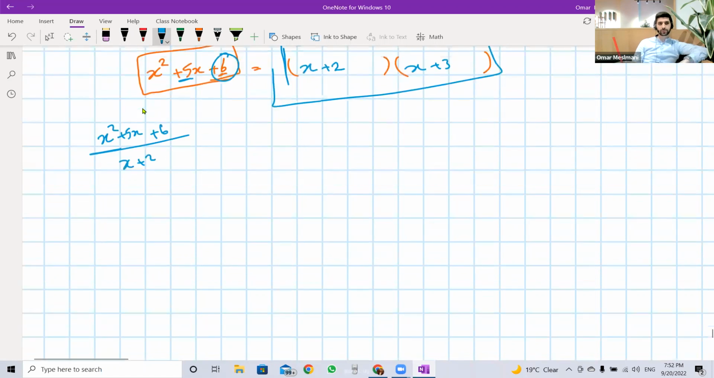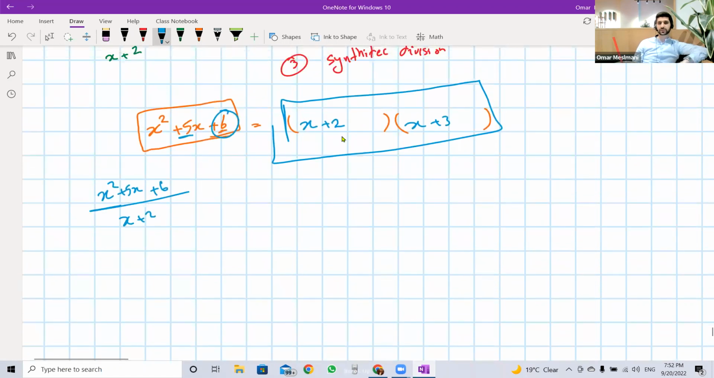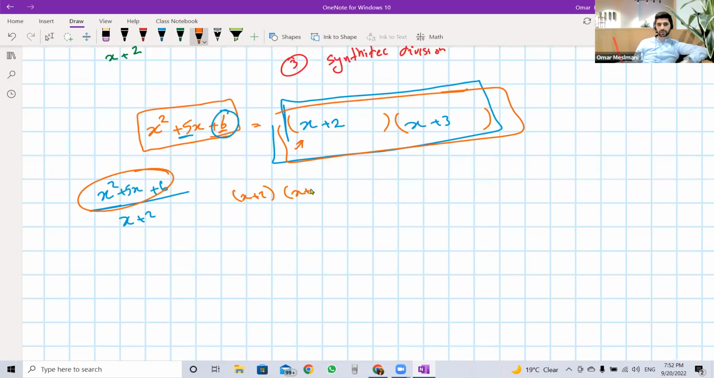Instead of x squared plus 5x plus 6, I'm going to use this. Use all of it, not only negative 2. So just replace it with x plus 2 times x plus 3, all over x plus 2. And now obviously what you would do is cancel. Cancel and cancel, and you will have x plus 3.